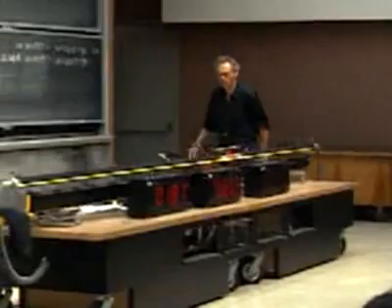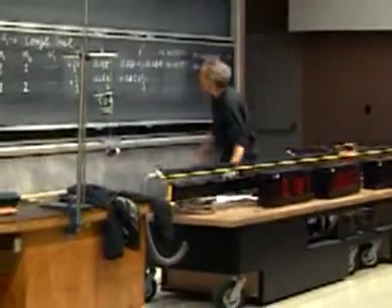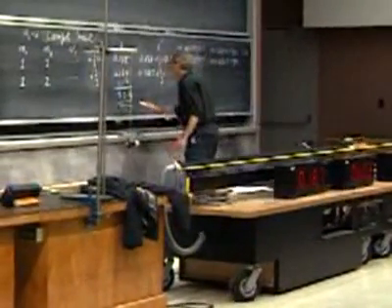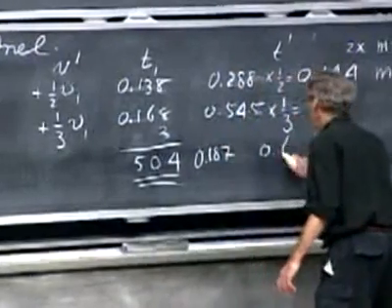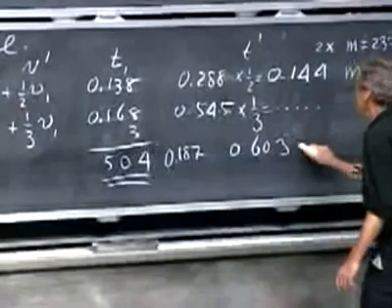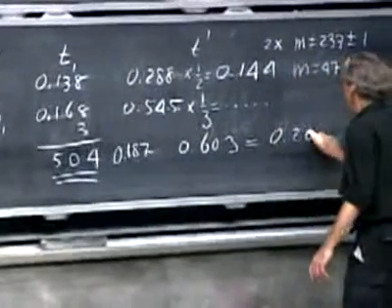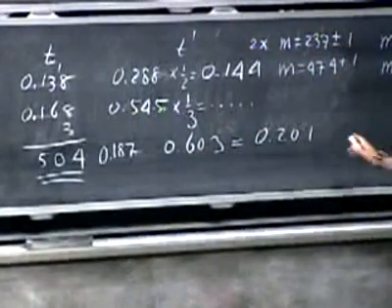603, 187. If I divide this by 3, I get 0.201. And that is off again by about 13 units, about 7% difference. So it's a little bit more than the 5% that I allowed for.